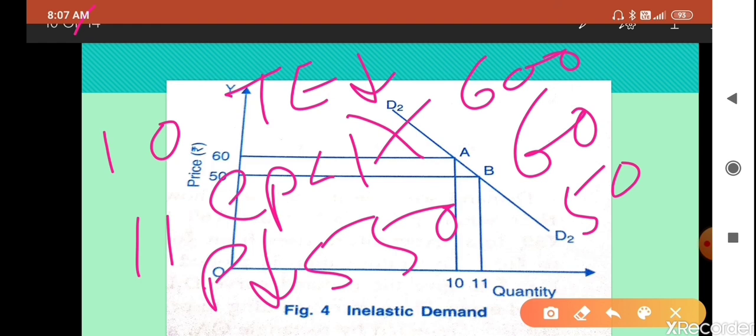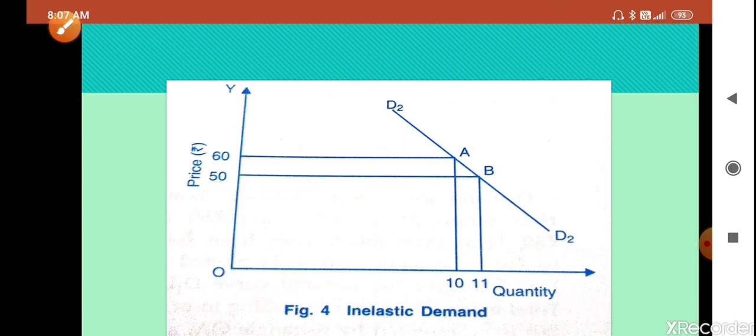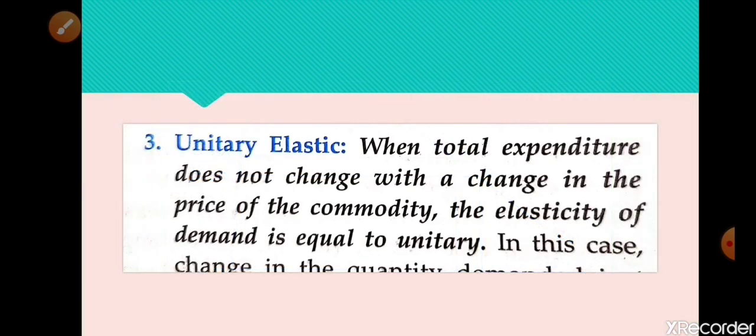So let us discuss the next case, that is unitary elastic. Unitary elastic is very easy to understand. When total expenditure does not change with a change in the price of the commodity, then it is known as unitary elastic. It means that price is being changed but the total expenditure is not being changed. So EP will be 1.